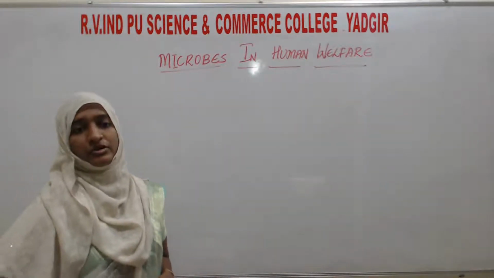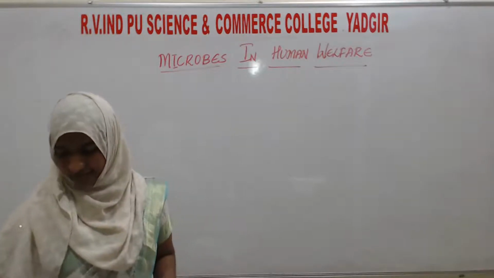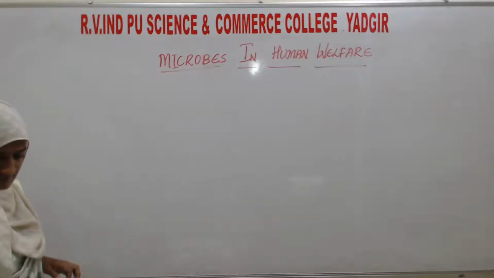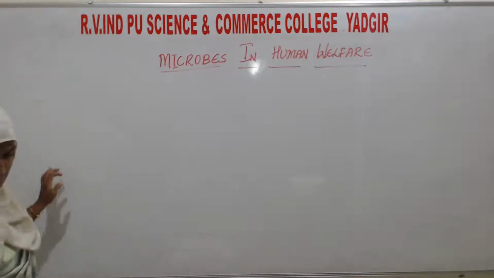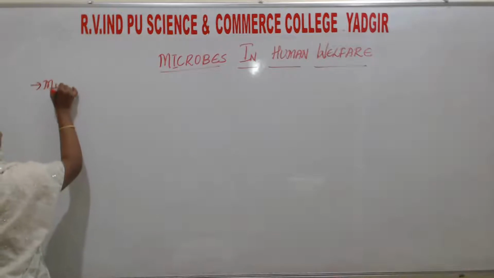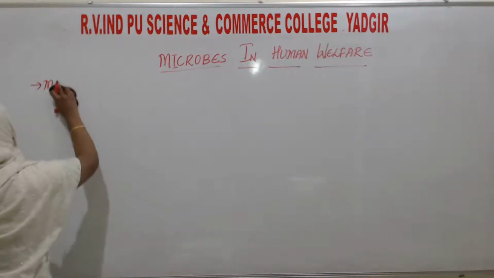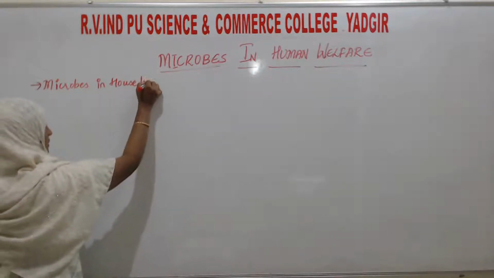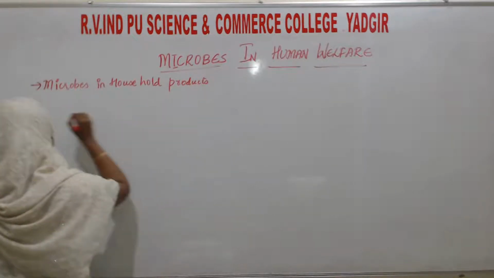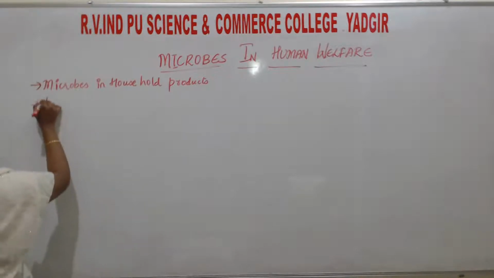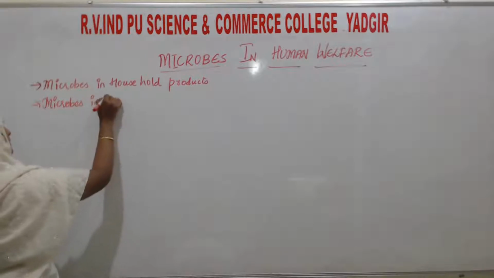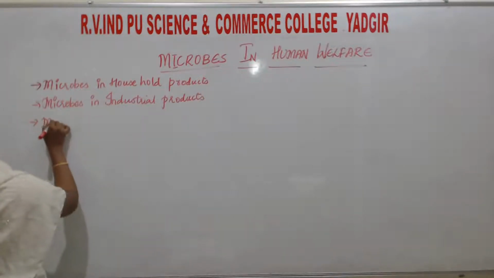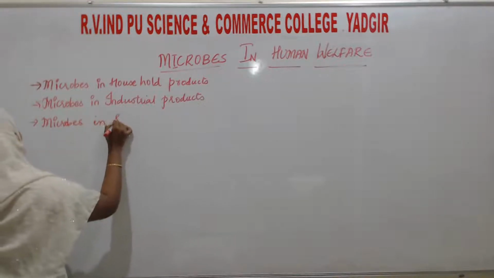Okay, so what are the topics that should be covered in this chapter? I will write here: microbes in household products. The next topic, microbes in industrial products. The next, third one, microbes in sewage treatment.